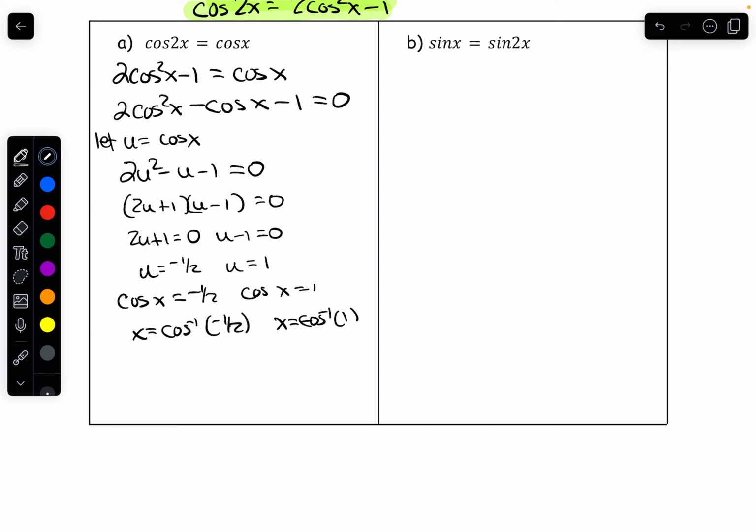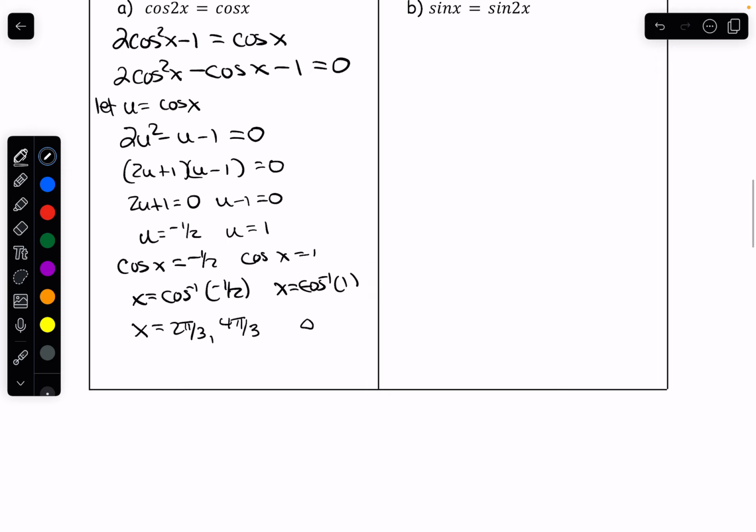So again, we're going to look at our flip book, or our unit circles in this case. We need where the cosine is negative 1/2, which means it's going to be in quadrant 3 and 4. And it is the pi over 3 values of 3 and 4. So here x could equal 2 pi over 3 or 4 pi over 3. And here, where does the cosine equal 1 at? Well, it equals 1 at 0. So thus our answers, and again, we'll put these in set notation, will be 0, 2 pi over 3, and 4 pi over 3.